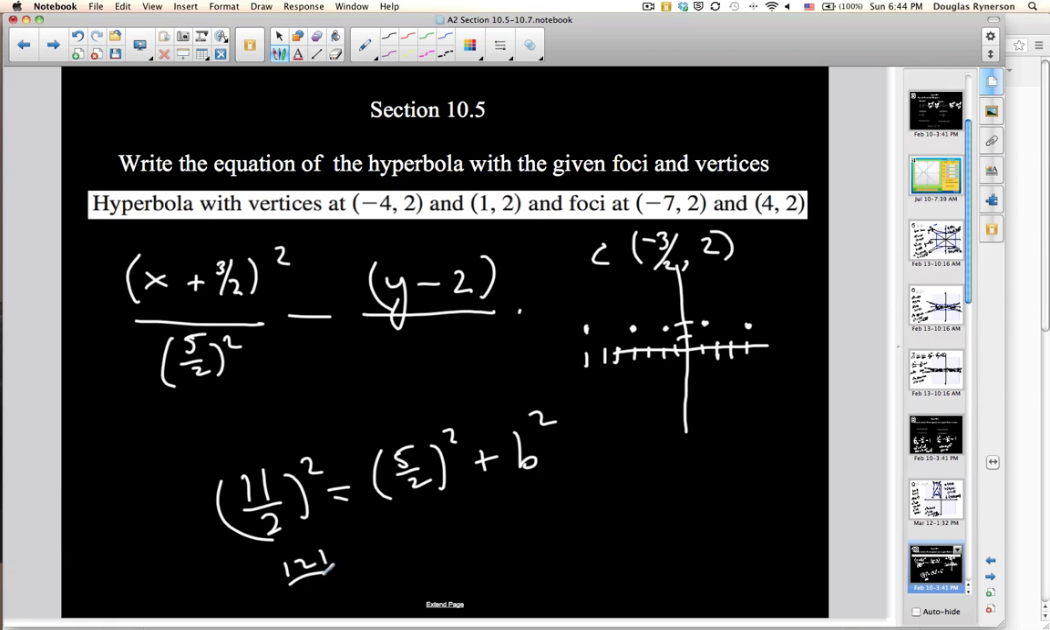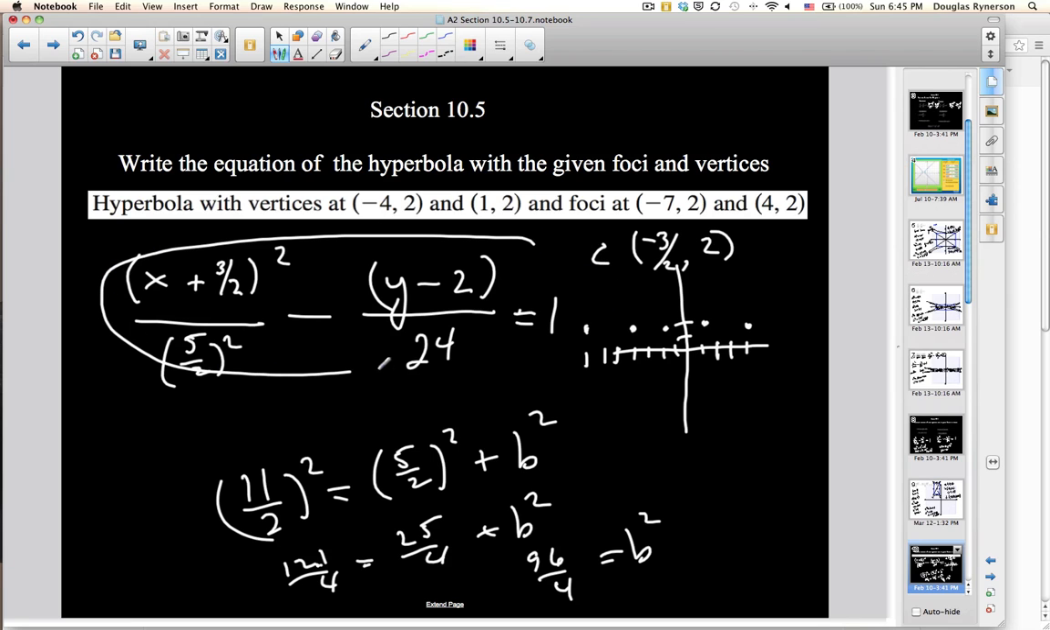So this is going to be 121 fourths is equal to 25 fourths plus b squared. So b squared would be equal to 121 minus 25, which would be 96 fourths. And if I wanted to simplify that, 4 goes into 96 24 times, so this would be 24. And it's all going to be equal to 1.